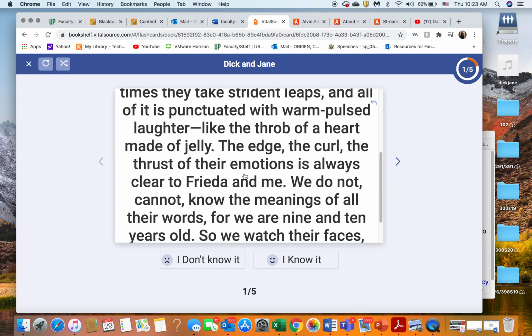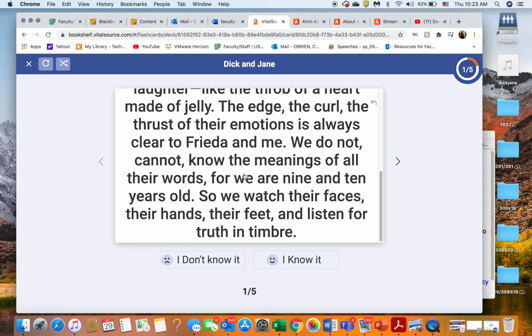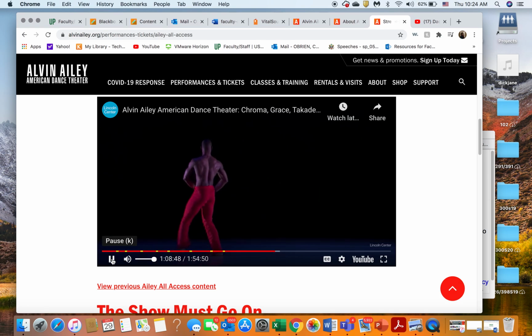The edge, the curl, the thrust of their emotions is always clear to Frieda and me. We do not, cannot know the meanings of all their words, for we are 9 and 10 years old. So we watch their faces, their hands, their feet, and listen for truth in timbre. So here's what I would suggest is what that might look like.